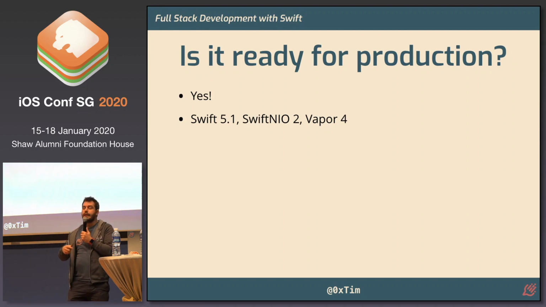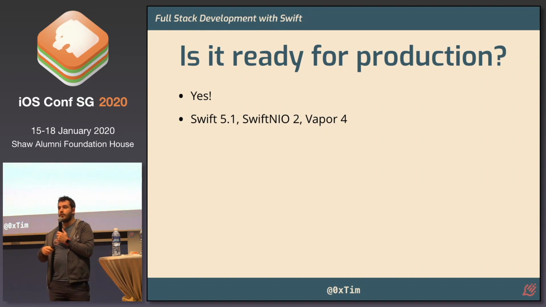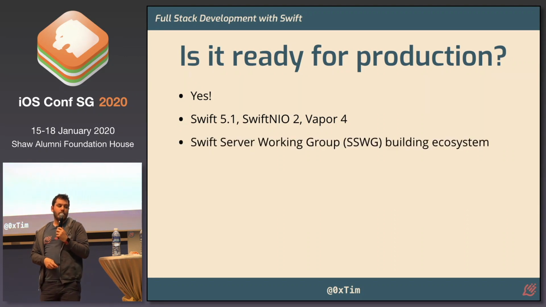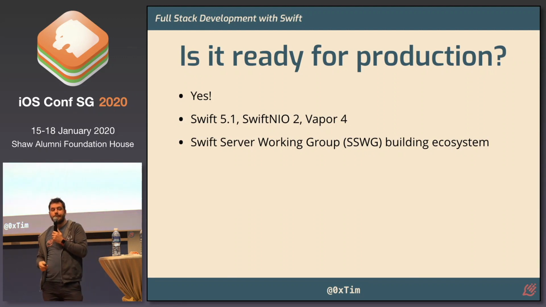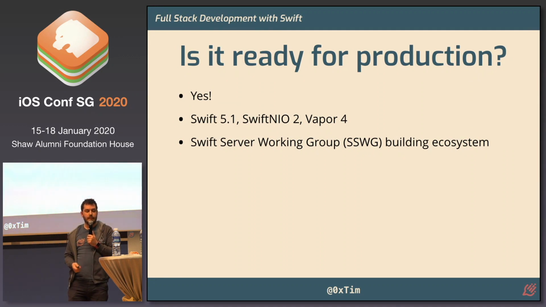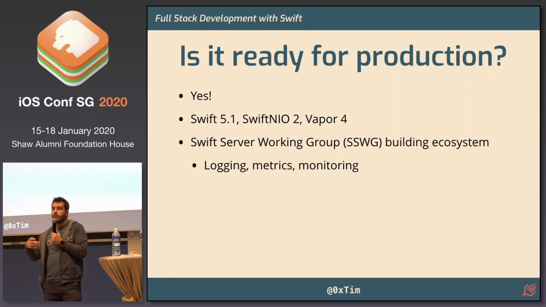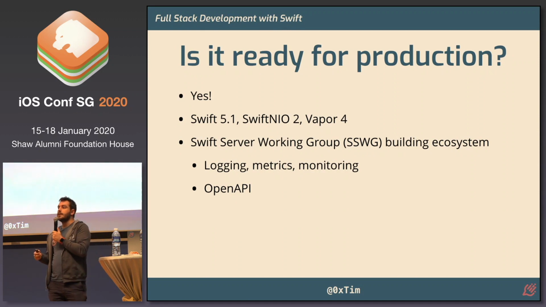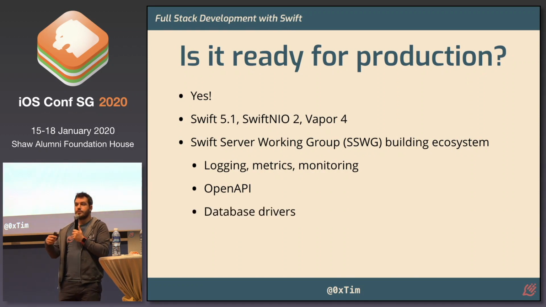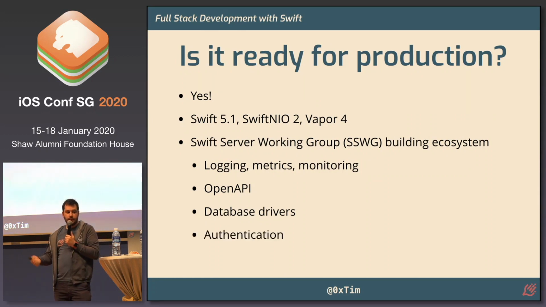And Vapor 4 is built on its experience and knowledge of writing a web framework for production-level, high-intensity apps. The Swift Server Working Group, which meets every month and was founded by people from Apple, Vapor and the community, has a focus this year to build a big ecosystem. So they're concentrating on building packages for logging and metrics and monitoring, all the things you'll need for deploying in the enterprise. There's things like OpenAPI for defining your spec, database drivers that are battle-tested and hardened and written in Swift, and things like authentication.